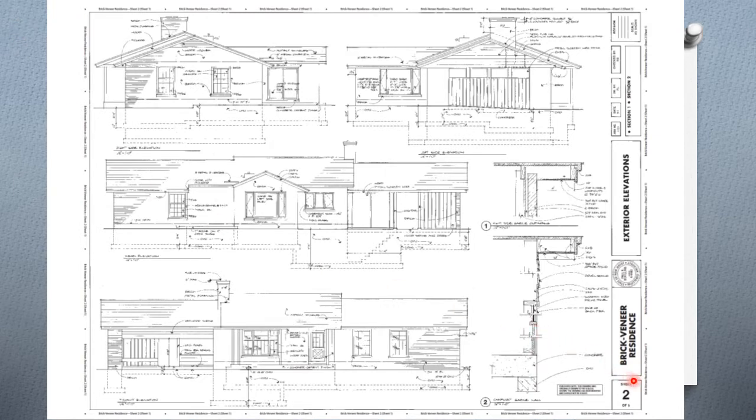So now we turn to brick veneer number 2, sheet number 2. Now we have elevations showing us the side view of the residence. And we can see in dashed or hidden lines how deep the footers or foundations will go. So we look at the right side elevation and the left side elevation.